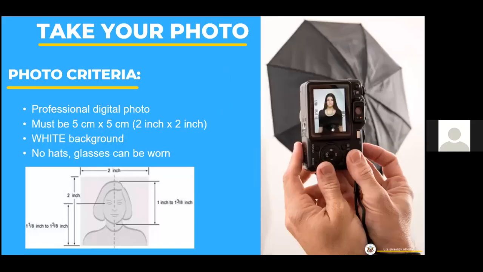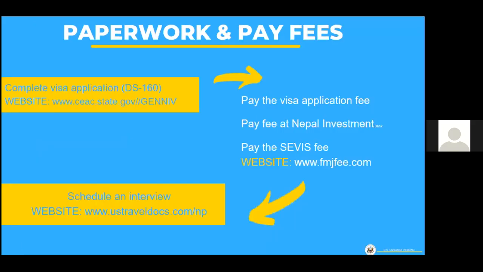Also, for your interview process and your application, you will need to take a photo. I know that selfies are very popular these days, and unfortunately at the US Embassy, we cannot accept a selfie. It must be a professional digital photo. It must be 5 centimeters by 5 centimeters or 2 inch by 2 inch, and it has to be a white background. No hats; glasses can be worn. So go to the local professional photography place and take your picture. You don't have to worry about getting someone else to take your picture. Go to a place and make it so easy for yourself. So those are the instructions for how to take a photo.